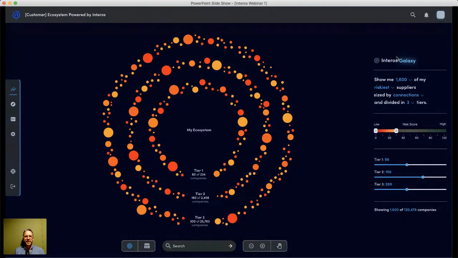So there are filters, but we wanted to do filters in a really human way. What I mean by that is that instead of just a set of boxes that you could control and have pull-downs, we wanted to make this almost like a sentence that you would read. And it would read as such: show me X number of my riskiest suppliers sized by connections and divided in 3 tiers. And you could change any of those things, and the visualization at the core would just adjust.